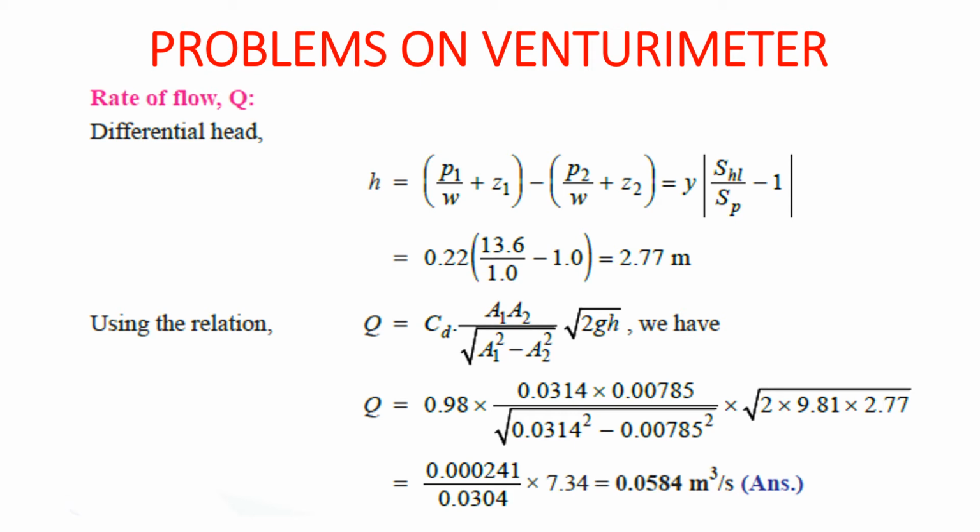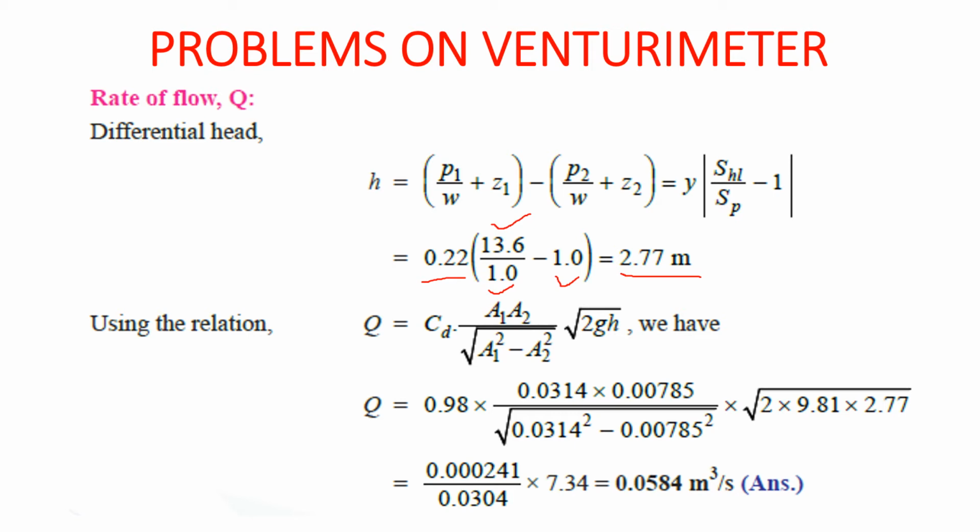Again we will go for the solution of this problem with the pen pointer. So Y is 0.22, which is inserted here. Specific gravity of higher liquid, that is mercury, is 13.6. Specific gravity of water is 1, and minus 1. So that is the value we get: H is equal to 2.77 meters.